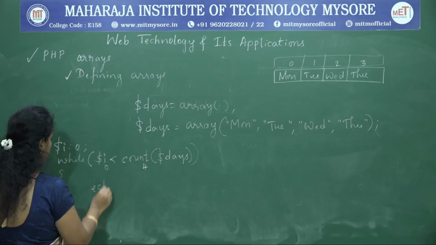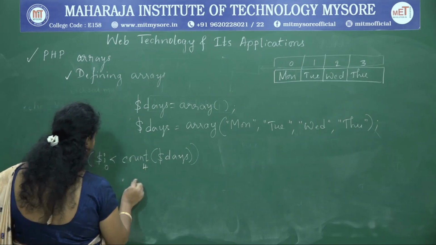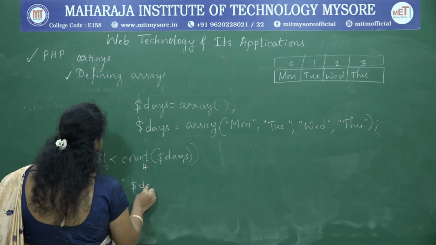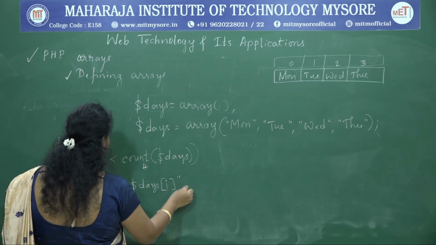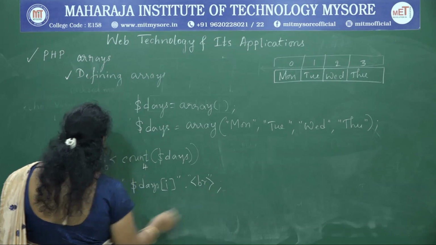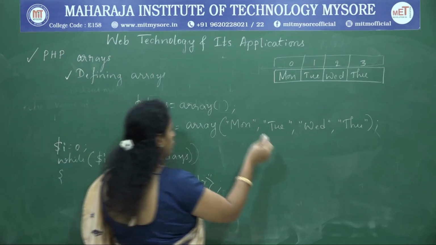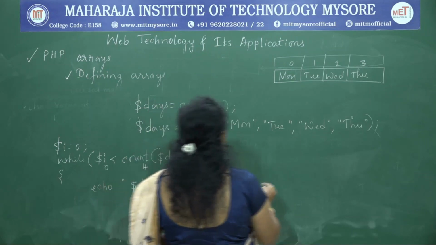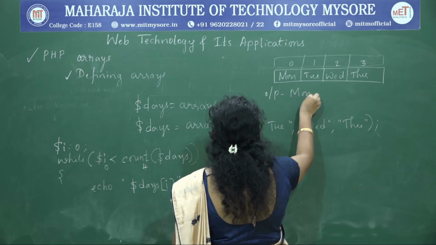What do you have to do? It should be printed. So, echo. What do you want to print? The element in that array. So, days of I, then you want one break. So, give break. What does it print? It prints Monday. Let me write here the output, it prints Monday.